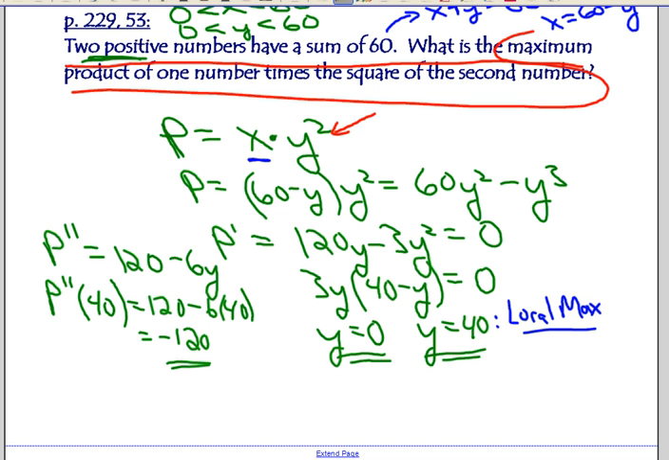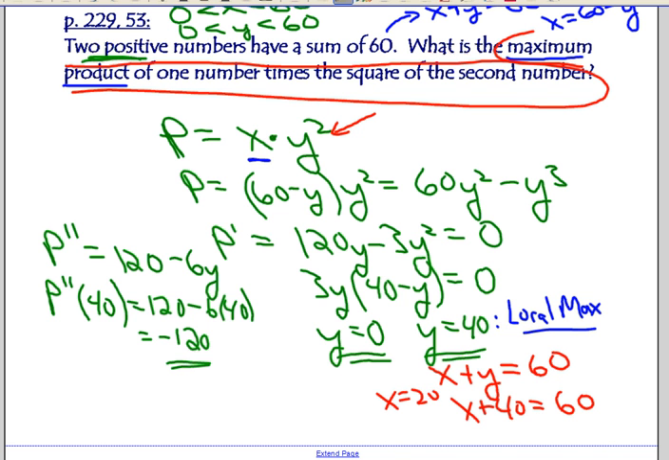Now, let's answer the question. The question as we read it is, what is the maximum product? All I found so far is y. Can I get x? Absolutely, because I know x plus y is 60, and y is 40. You're probably doing this in your head, but I end up with x equals 20.